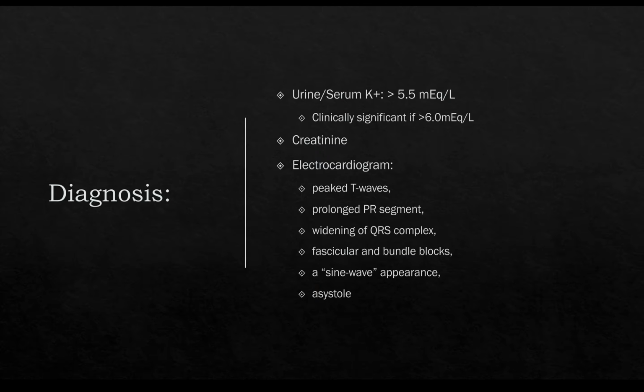Diagnosis: we would need to measure urine and serum potassium. If it's greater than 5.5, it would be considered hyperkalemia. The normal range of potassium in the body is 3.5 to 5.5, so it varies from hospital to hospital on how they want to rank their hyperkalemic patients. But it would be clinically significant if the potassium is greater than 6.